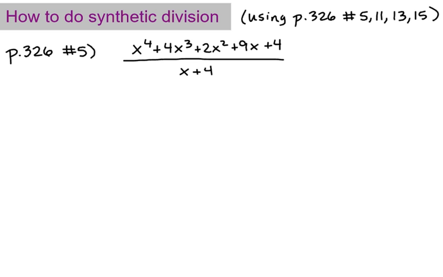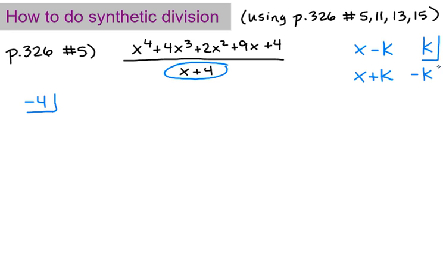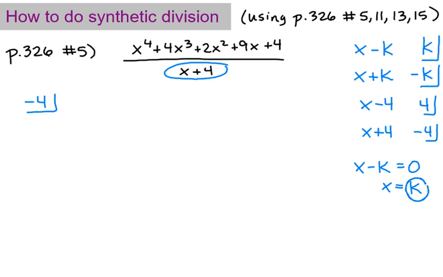So what we want to do is put negative 4 in the box. That's because when you look at this divisor right there, if it was x minus k, you would put k in the box. If it was x plus k, you would put negative k in the box. So if it was x minus 4, you would put 4 in the box. If it's x plus 4, you put negative 4 in the box. It's kind of just if it was set equal to 0 and you were to solve it, it's what you would get when you solved it. That's the number that goes in the box.